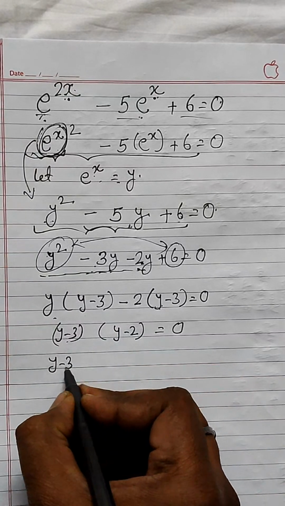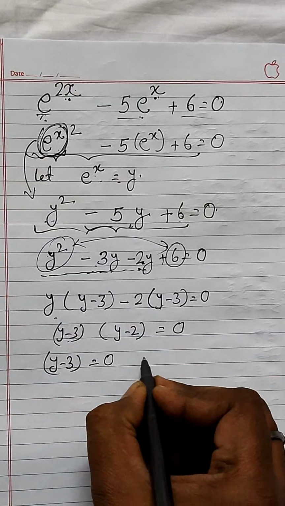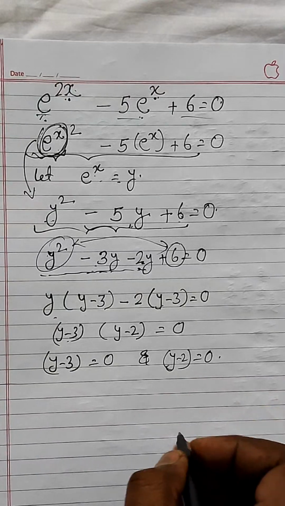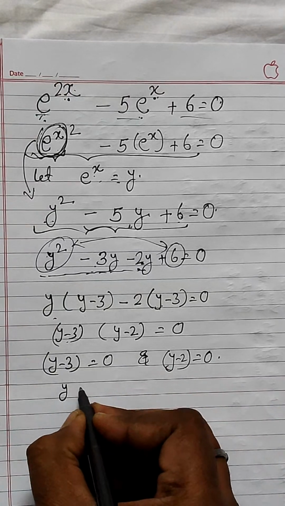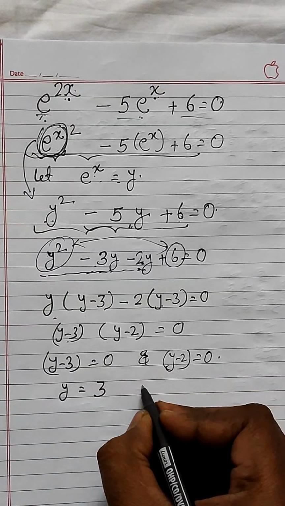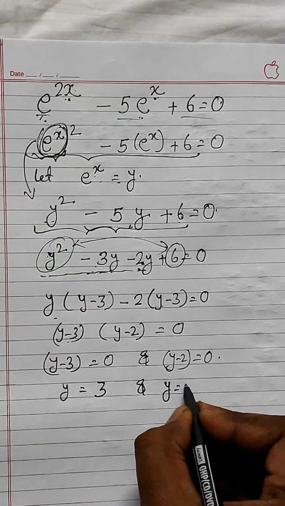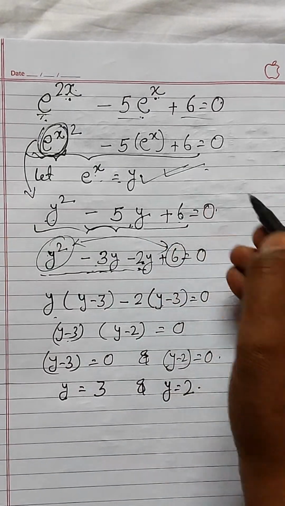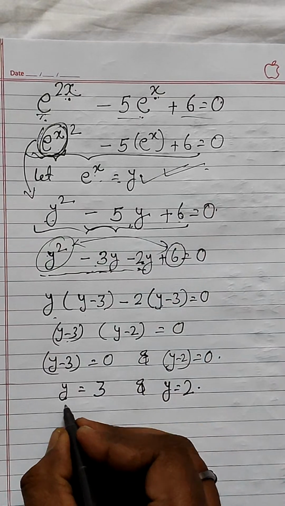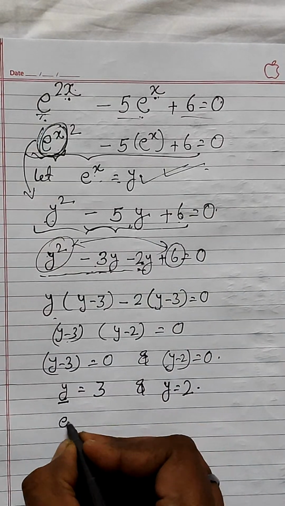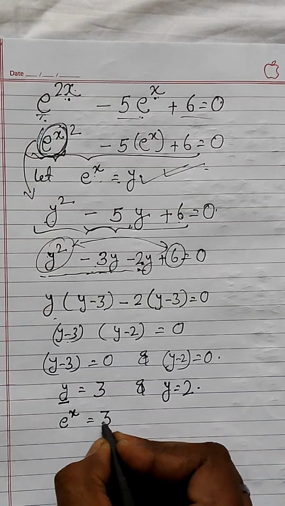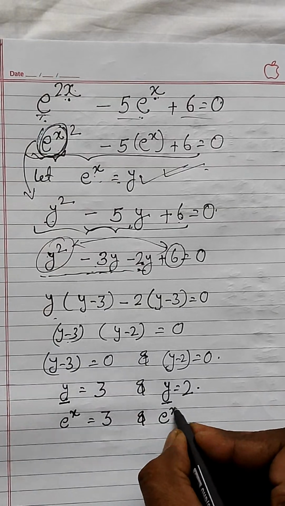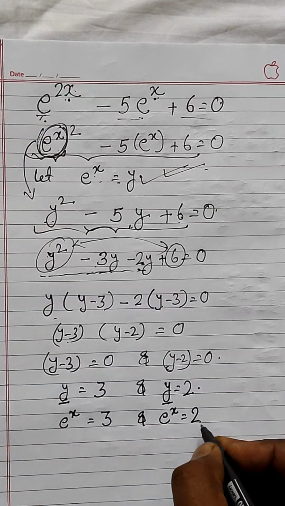So we can say that y minus 3 is equal to 0 and y minus 2 is equal to 0, right? So this will give you y equal to 3 and y equal to 2. But remember, y is e to the power x. So we can write in place of y, e to the power x as 3, and here also e to the power x as 2, right?